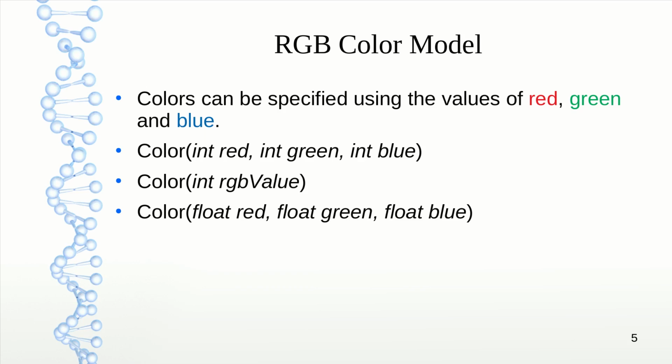The first one is Color with three integer values. The first one is for red, and the second is for green, and the last is for blue. And the next constructor actually takes a single integer value which it will use for decoding the values of red, green and blue. And finally we have another constructor for Color where we have float values as parameters.